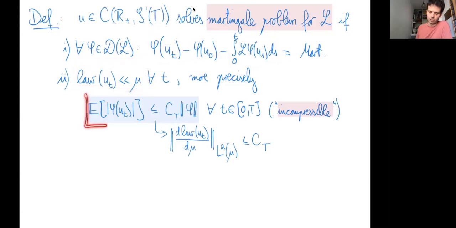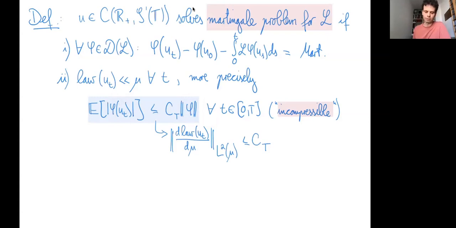And in fact, we ask that this sort of relation holds. The L1 norm of phi of ut is bounded, if t is between 0 and T, by a T-dependent constant times the L2 norm of phi under the invariant measure. So this is the L1 norm of this random variable, and this is the L2 norm of phi with respect to mu. So this should be L2 of mu here.